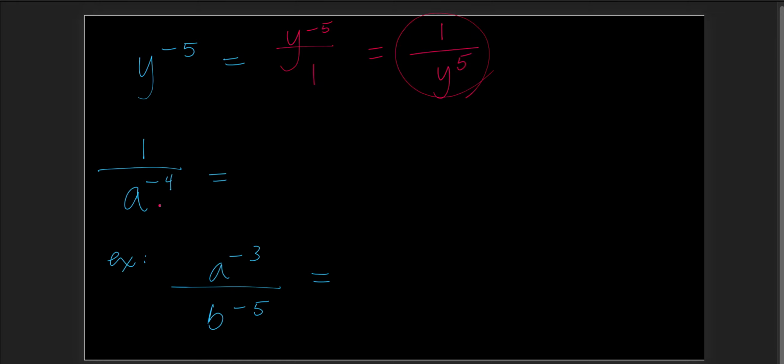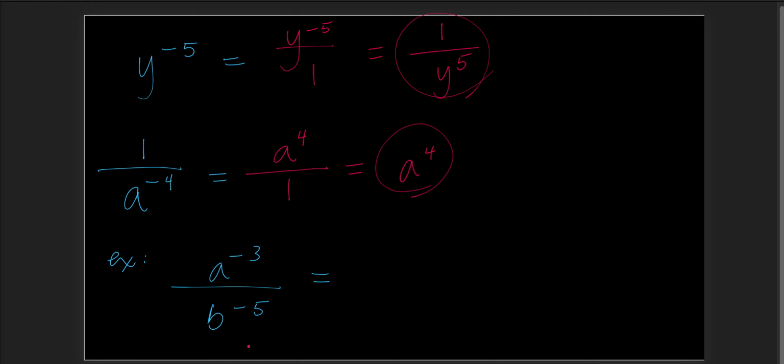Now for 1 over a to the negative fourth here, this is already downstairs. It's just saying it wants to go upstairs. So it becomes a to the fourth and 1's left on bottom. And anytime something is over 1, we go ahead and simplify that. We never leave it that way. So a to the fourth is the answer.